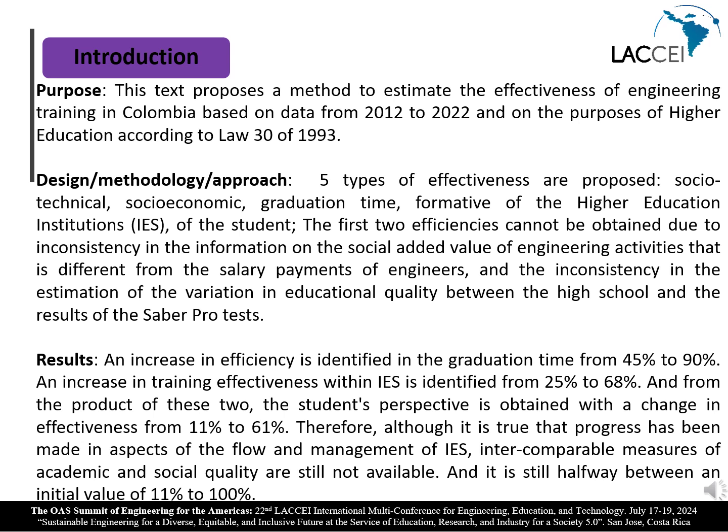61%. Therefore, although it is true that progress has been made in the flow of management of the IS, intercomparable measures of academic and social quality are still not available, and it is still halfway between an initial value of 11% and 100%.